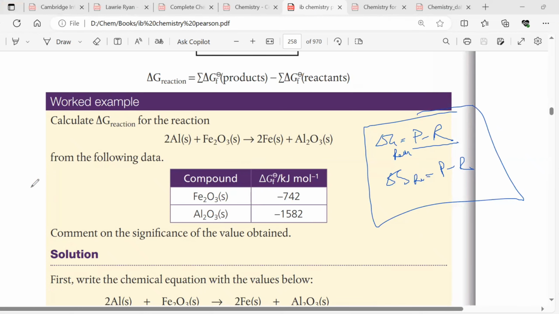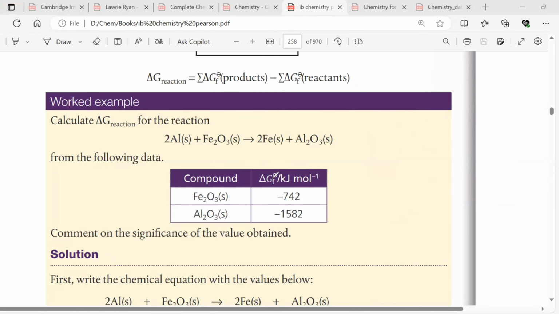Now, whenever we are given delta G f, it's very simple, right? Always remember, and another thing you have to remember, please, that delta G will be 0 for elements. Elements will have 0 delta G. So this will be having 0. Aluminum is an element, uncombined, yes, 0. Is it clear? Now simple.